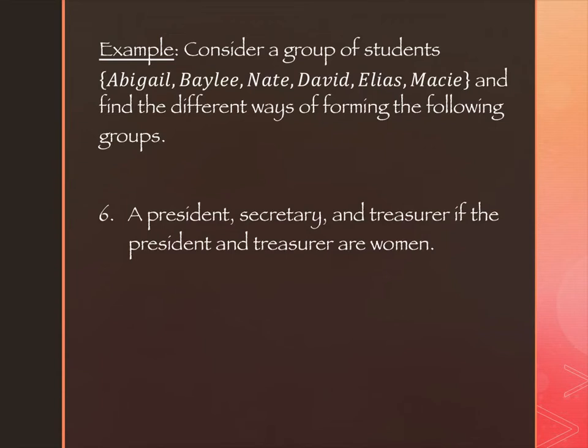President, secretary, treasurer. President and treasurer are women. Again, I like to put lines representing my locations here. So this is my president, this is my secretary, and this is my treasurer, just like we did last time. It says the president is a woman. So how many women do we have on this list? 3. And it also says that the treasurer is a woman. So how many women do we have left to pick from? 2.